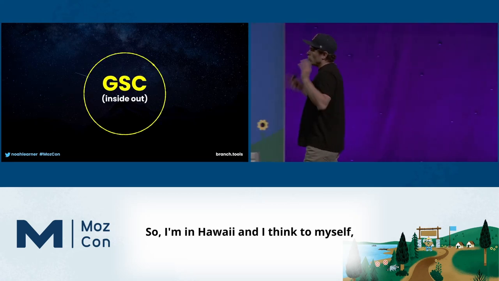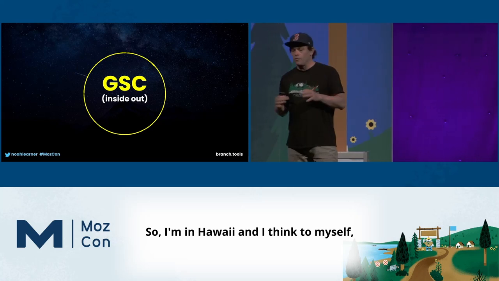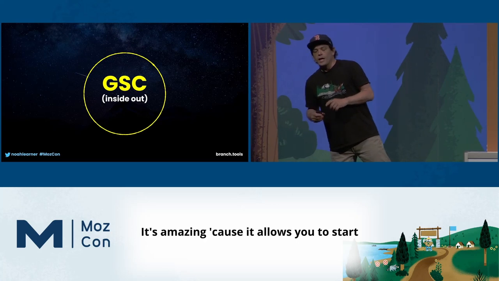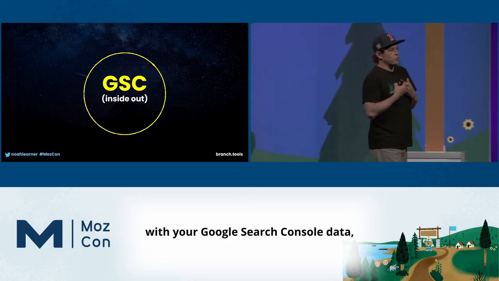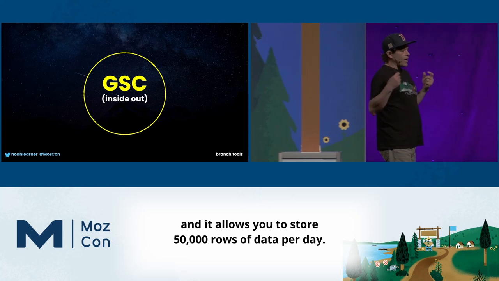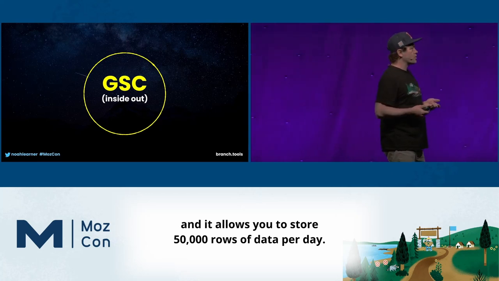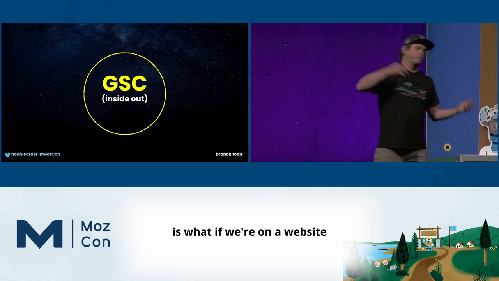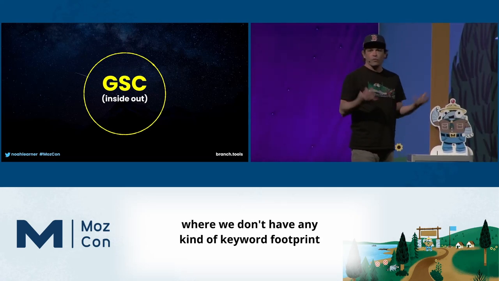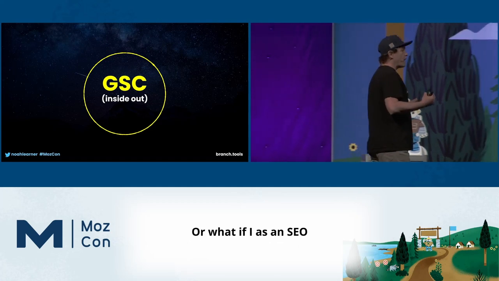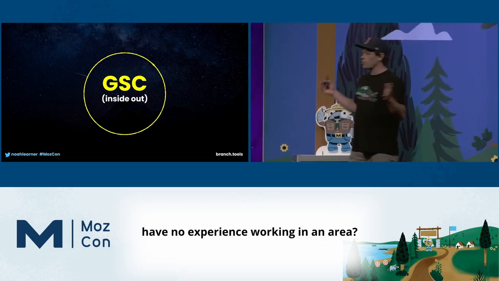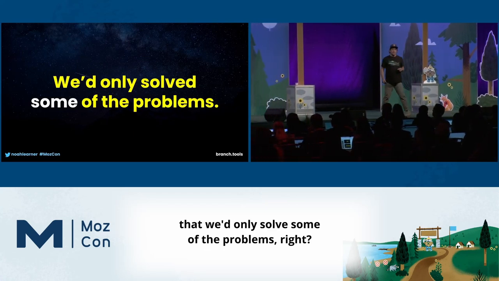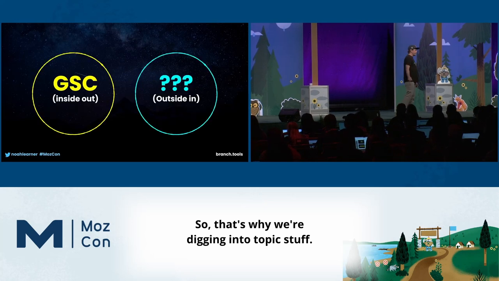Okay, so I'm in Hawaii, and I think to myself, what a great year 2021 was. We built this product called Explorer. It's amazing because it allows you to start with your Google Search Console data, and it allows you to store 50,000 rows of data per day. But the really challenging part about it is, what if we're on a website where we don't have any kind of keyword footprint in a new topic area? Or what if I, as an SEO, have no experience working in an area? It was clear to me that we'd only solve some of the problems, right? So that's why we're digging into topic stuff.